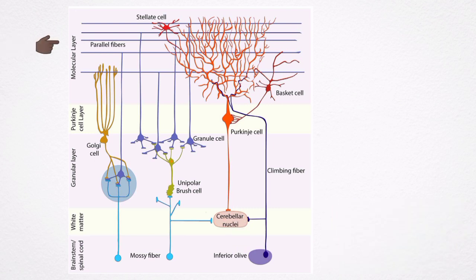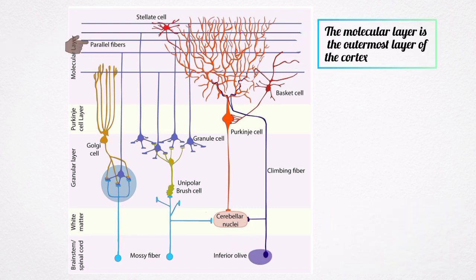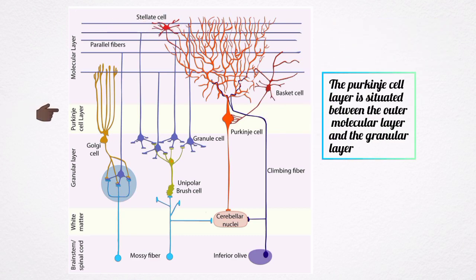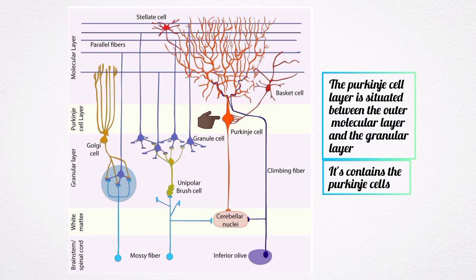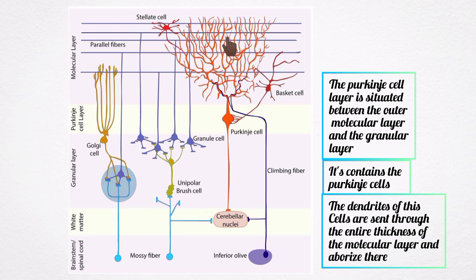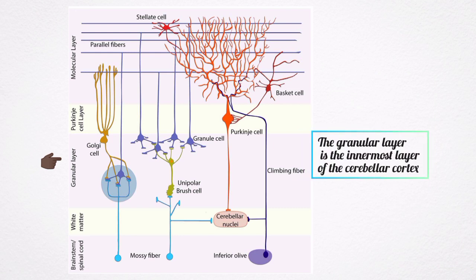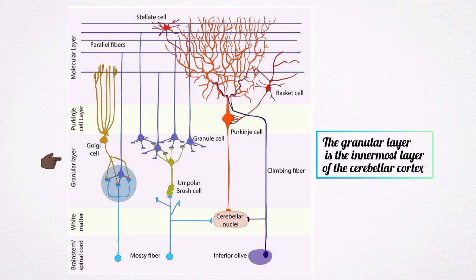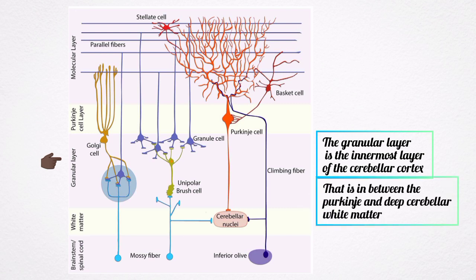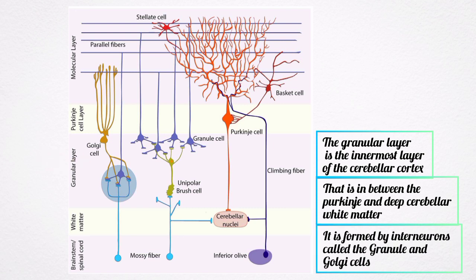Now, the molecular layer is the outermost layer of the cortex that contains stellate cells and basket cells. The Purkinje cell layer is situated between the outer molecular layer and the inner granular layer. It contains the flask-shaped Purkinje cells. The dendrites of these cells are sent through the entire thickness of the molecular layer and arborize there. The granular layer is the innermost layer of the cerebellar cortex that is in between the Purkinje layer and the deep cerebellar white matter. It is formed by granule and Golgi cells.